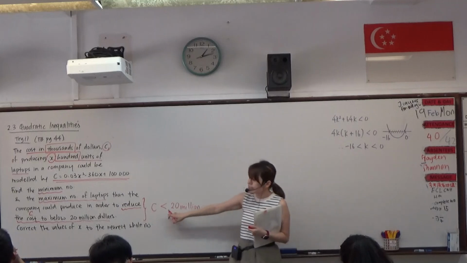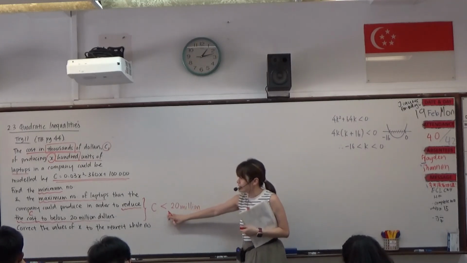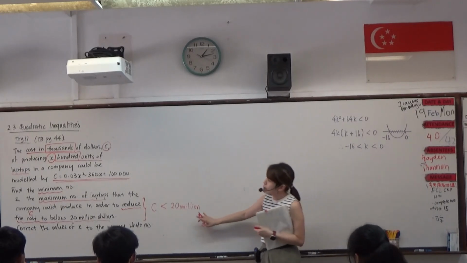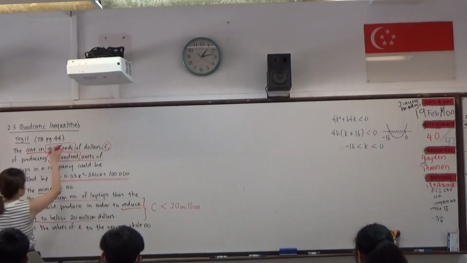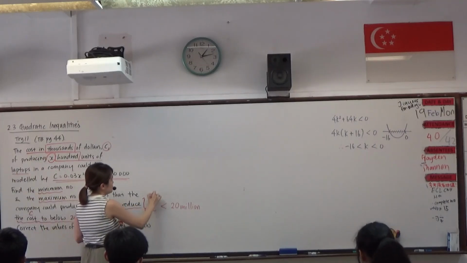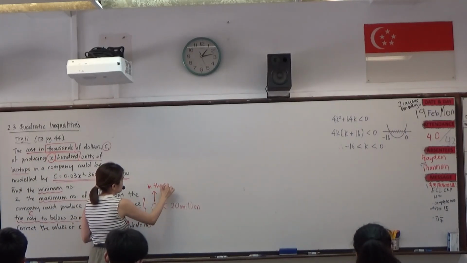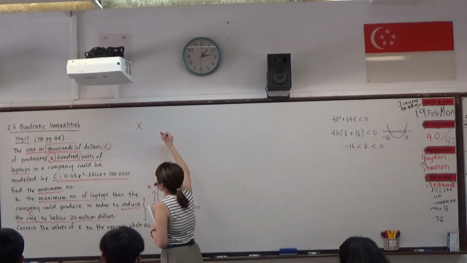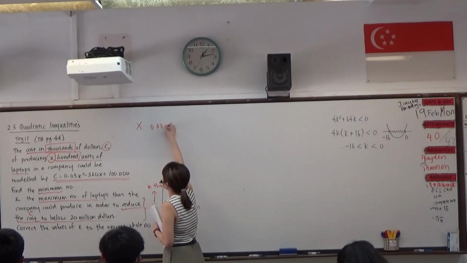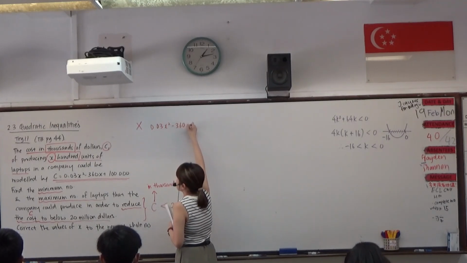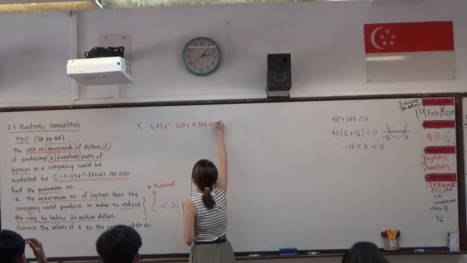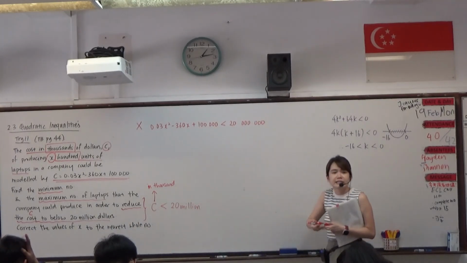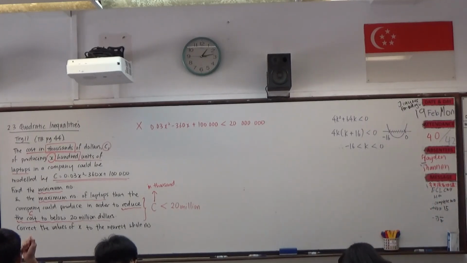Now this writing over here, this expression or this inequality, is not quite accurate. Why? Because we need to keep in mind that C is actually in thousands of dollars. So it is not correct for me to say that my C, which is 0.03x squared minus 360x plus 100,000, is less than 20 million. This is an incorrect inequality to form.